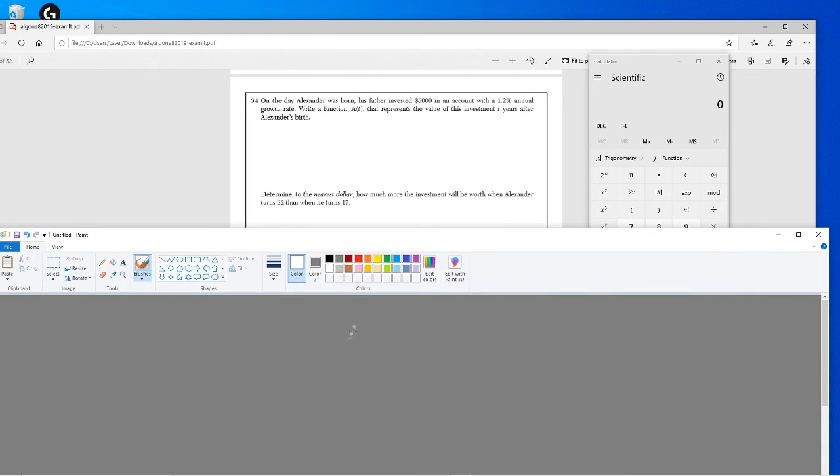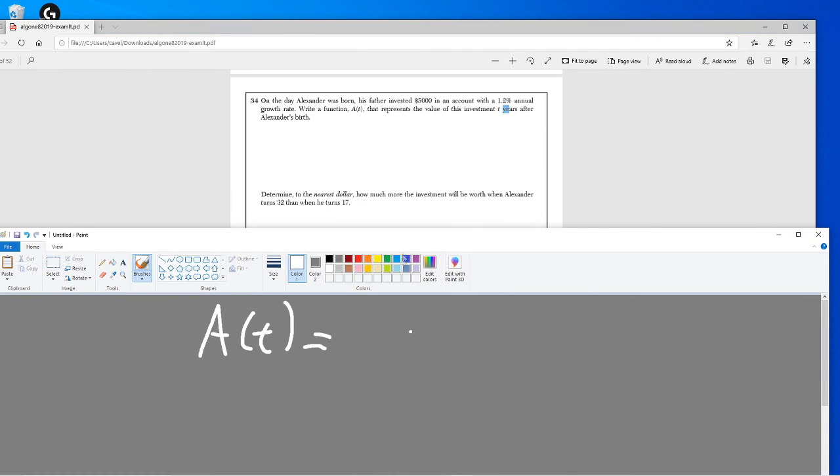Alright, so let's work on 34. It says, on the day Alexander was born, his father invested $5,000 in an account with a 1.2 annual growth rate. Write a function A of t that represents the value of this investment t years after Alexander's birth. So we have A of t, right? A is a function of time, t, which is in years. What we know about this question is that it's not compound, right?